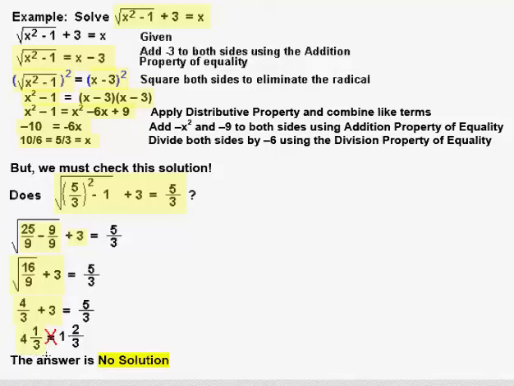equal to 5/3. So here, even though we got an answer, it doesn't work. So the true answer to this problem is no solution.